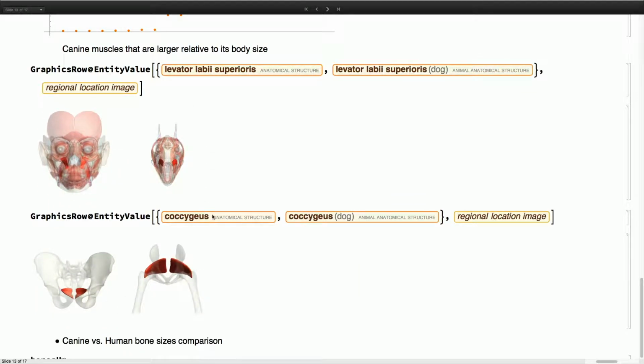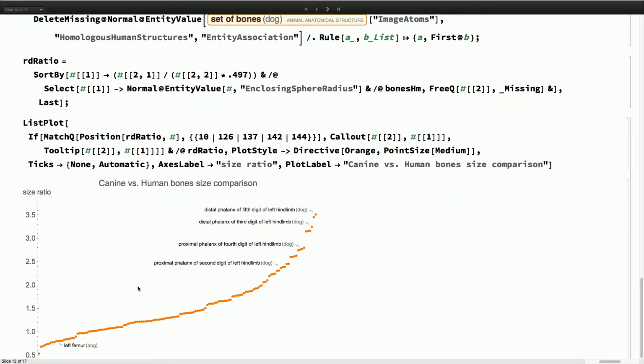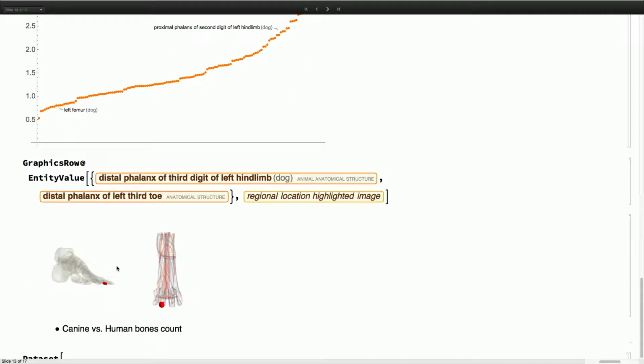And it makes sense that dogs have larger tail muscles attached to the tailbone, while tailbones are vestigial structures in humans. And similarly, we compare the size of the bones here, and dogs have some larger distal phalanges, toe bones, and these are the bones.